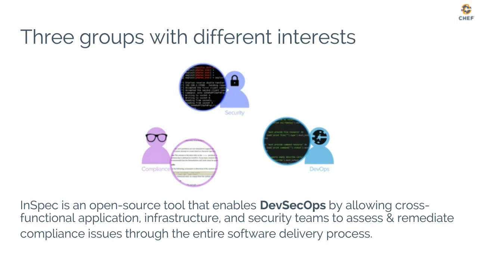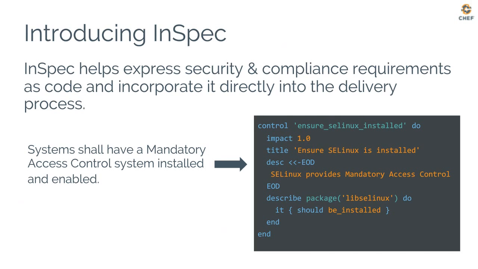Because prior to a tool like this, many of you, and I certainly have had this personal experience in my previous career, had information security or compliance policies expressed in English. And English, as you know, is extremely ambiguous. So you get large binders full of documents, spreadsheets, and Word documents that state things such as, well, your system should have a mandatory access control system installed and enabled. Well, first of all, what does that actually mean? Second of all, how do I actually implement that?